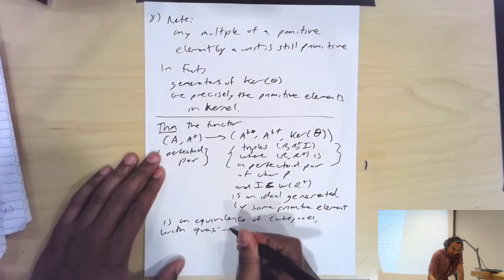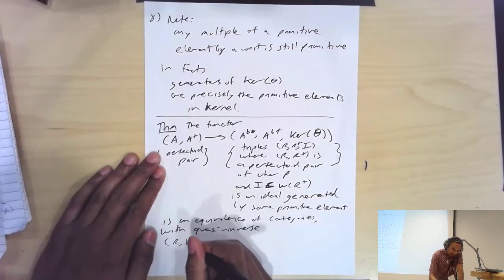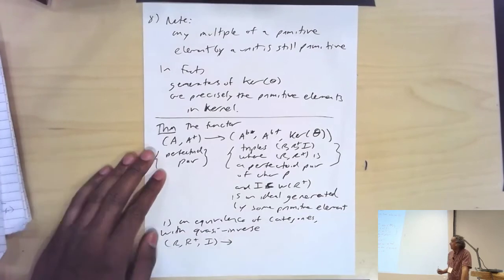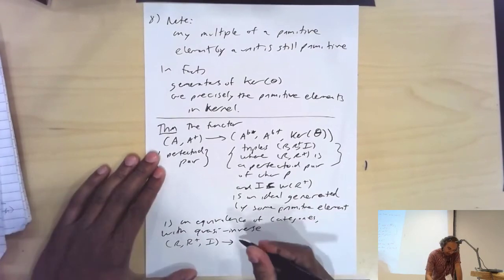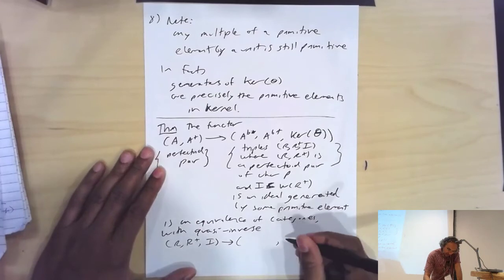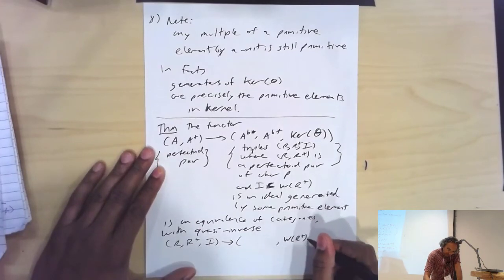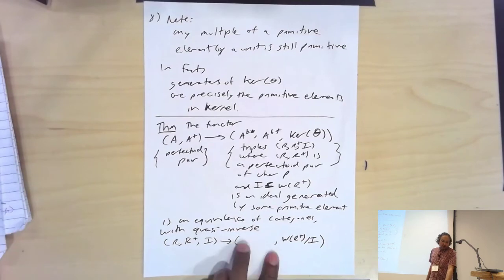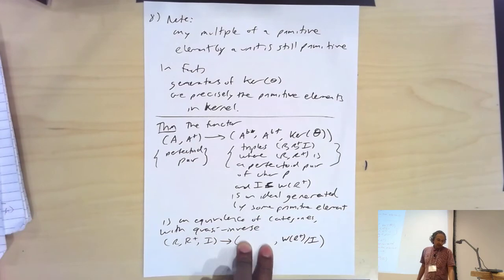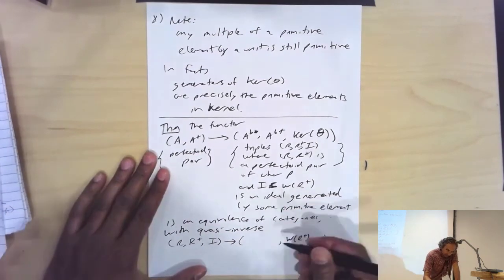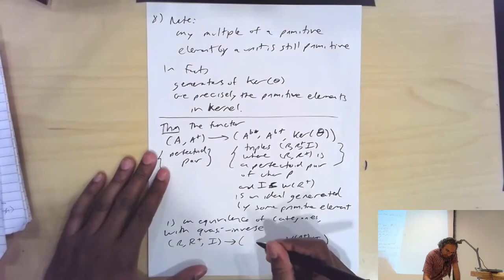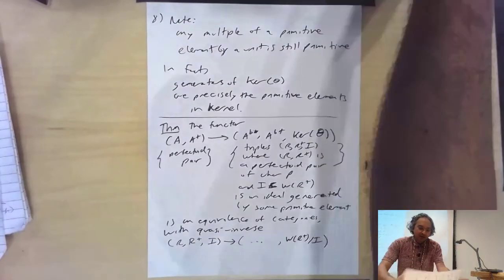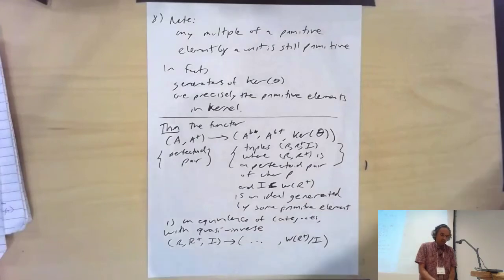And the functor in the opposite direction is that if you give me a triple like this, then, well, one of the terms is easy to write down. So the A plus is going to be W of R plus mod I. Now to get this, I have to sort of invert something. You have to invert something to get from the plus ring to the actual ring.